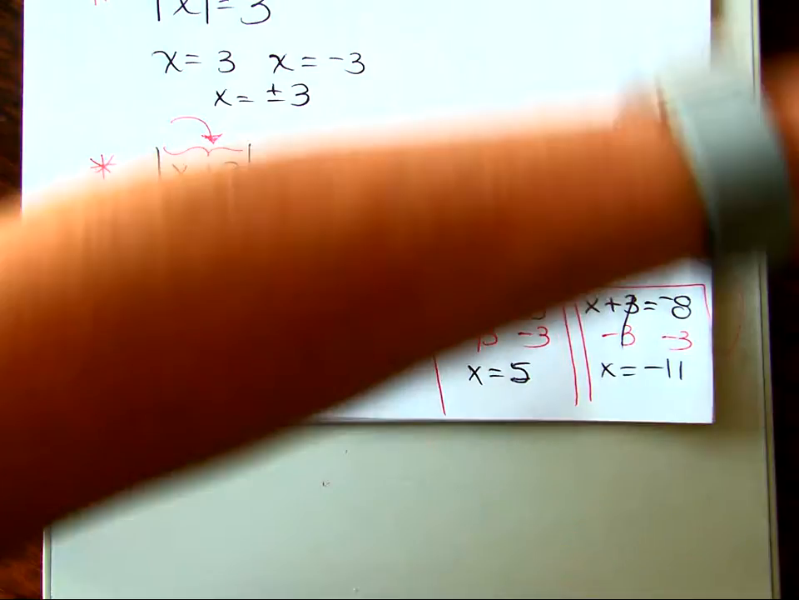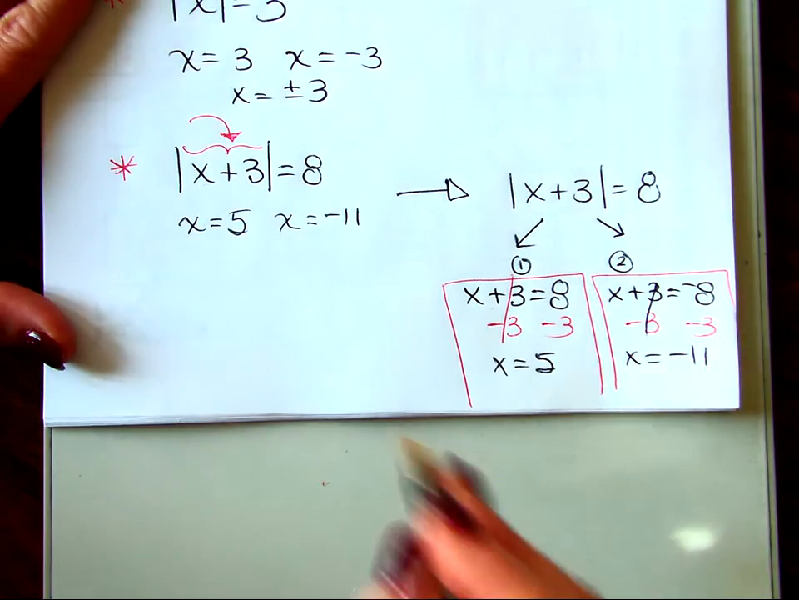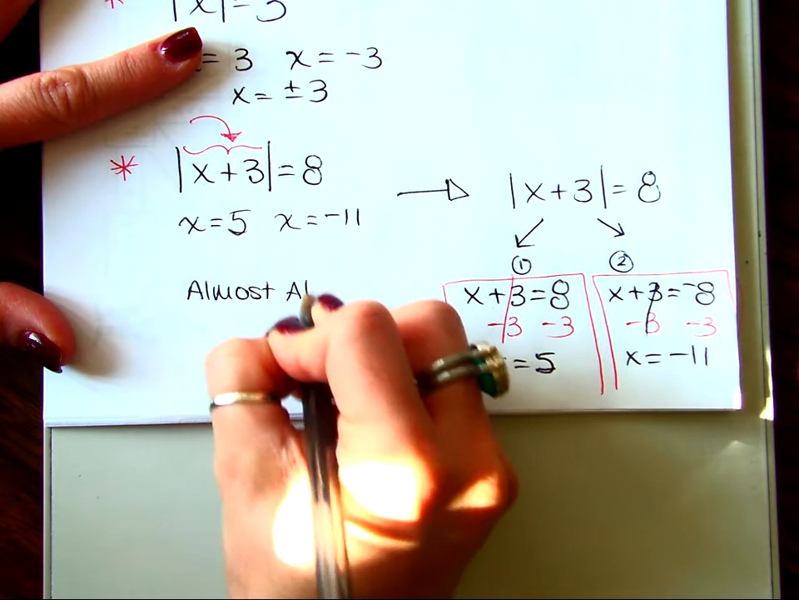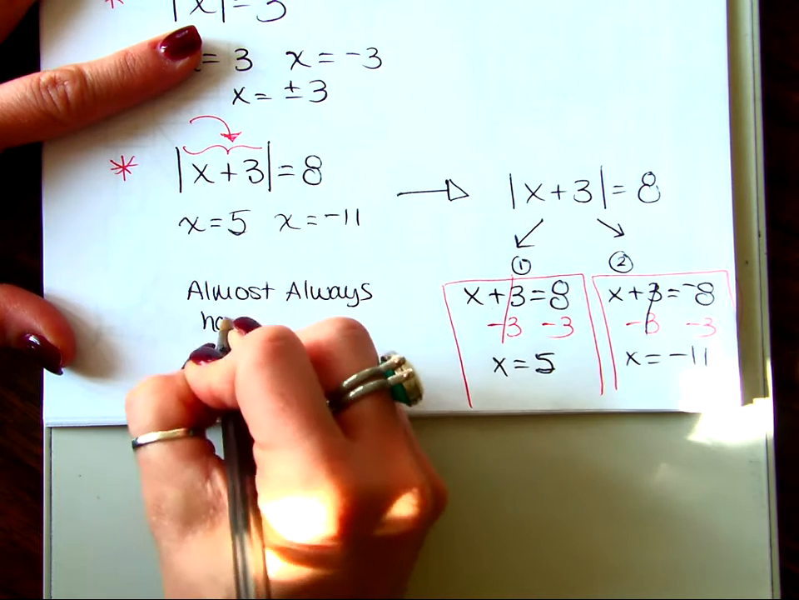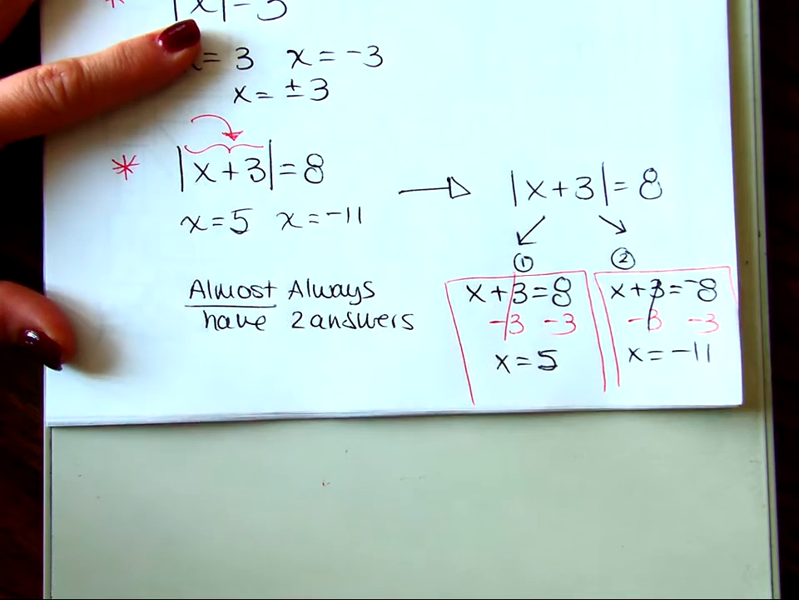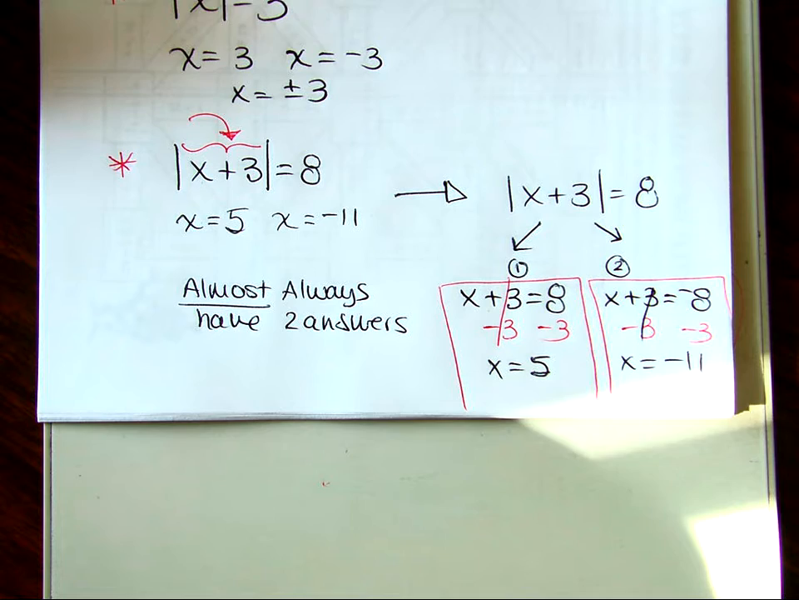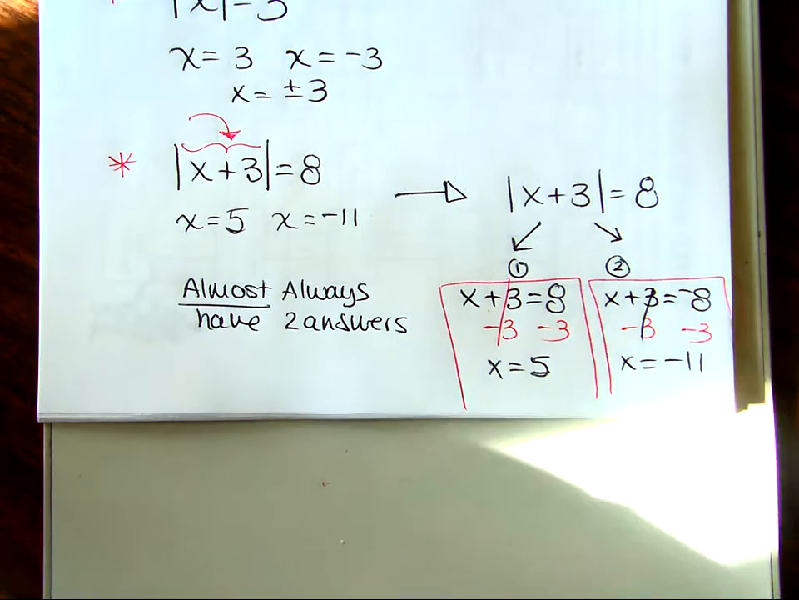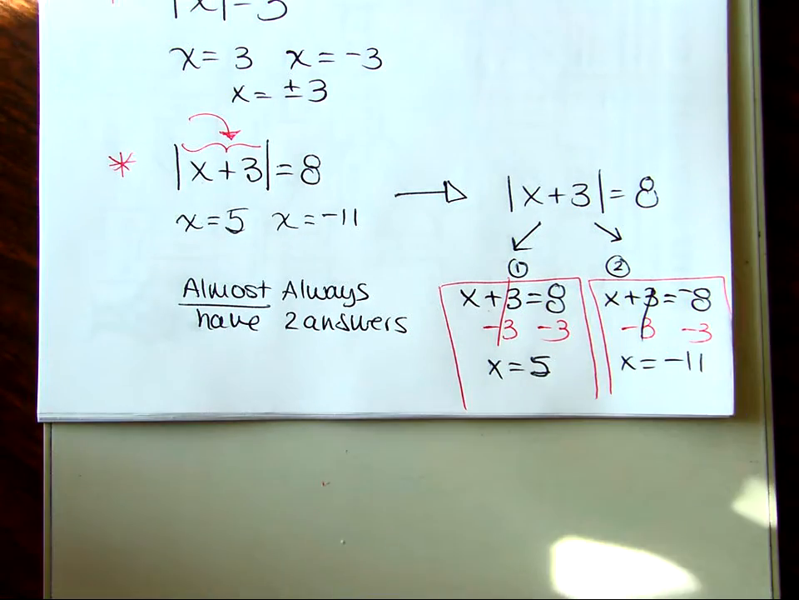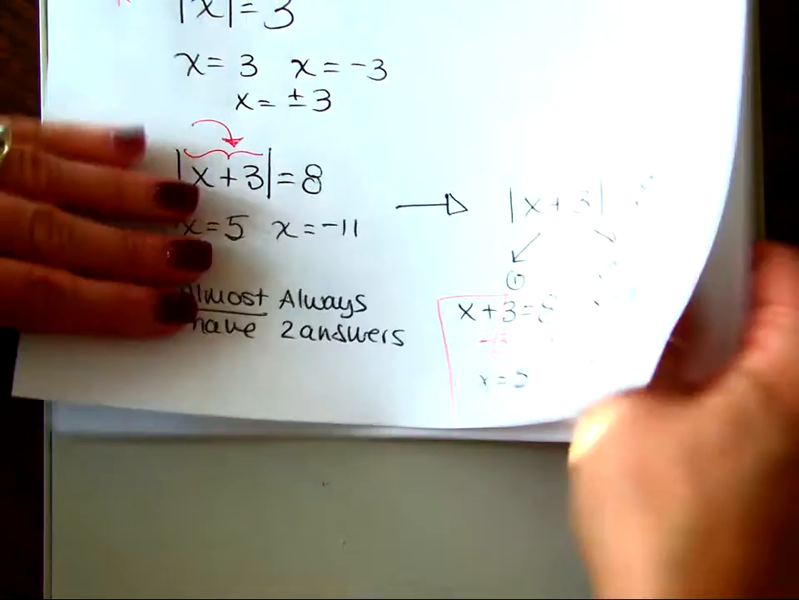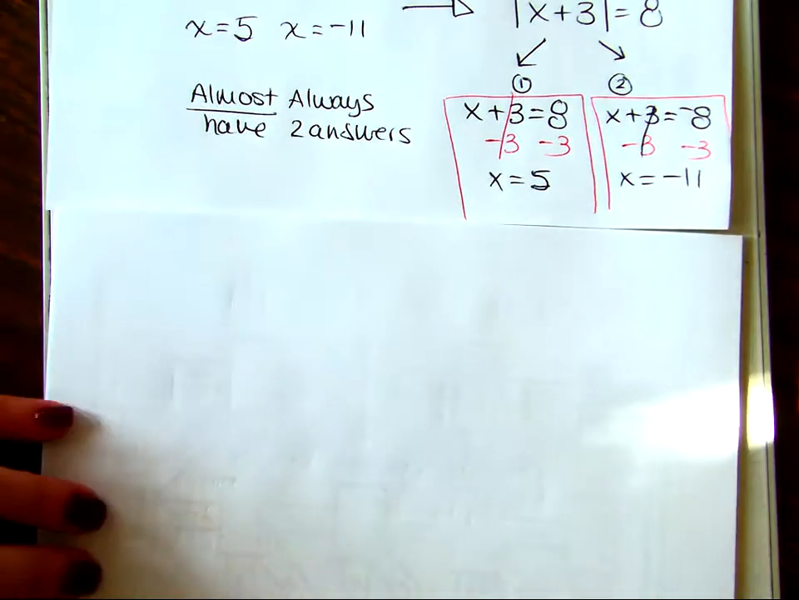So what you are going to learn from absolute value equations is that you will almost always have two answers. Notice that I wrote the word almost. There are going to be times you're not always going to have two answers. There are going to be times you're going to have one. There are going to be times you're going to have none. But for the most part, almost every problem you do should have a positive and a negative, or should have two answers. They may not always be the one positive or one negative.